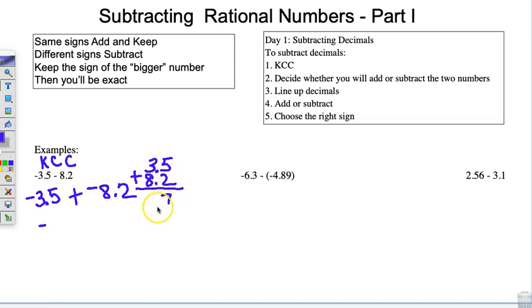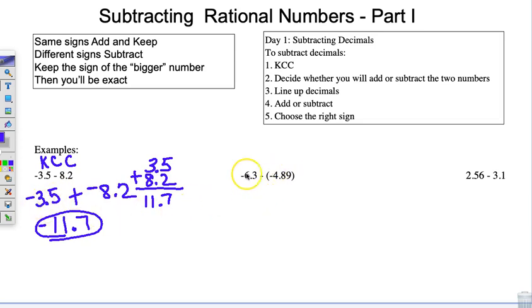So 2 plus 5 is 7, bringing the decimal straight down. 8 plus 3 is 11. So my final answer then is negative 11.7. And there you have it. Now remember, the reason why we're keeping the negative sign is because these were both negative numbers.